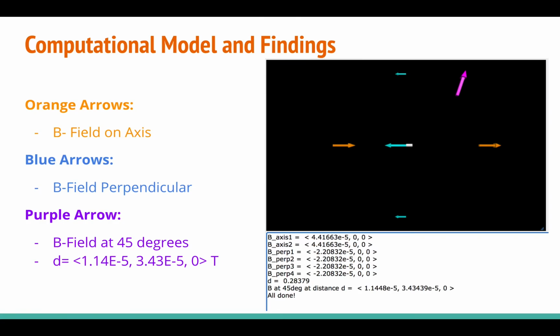The orange arrows represent the magnetic field on axis, the blue arrows represent the perpendicular magnetic field, and then the purple arrow shows the magnetic field at 45 degrees.